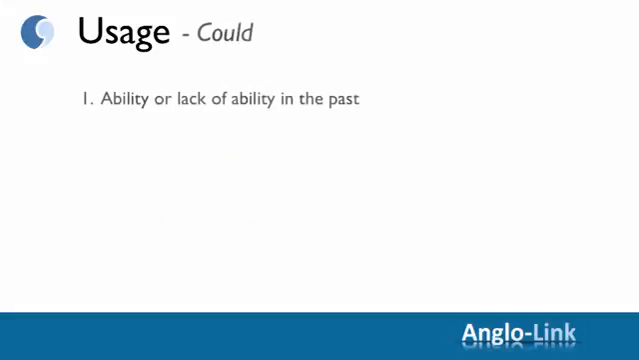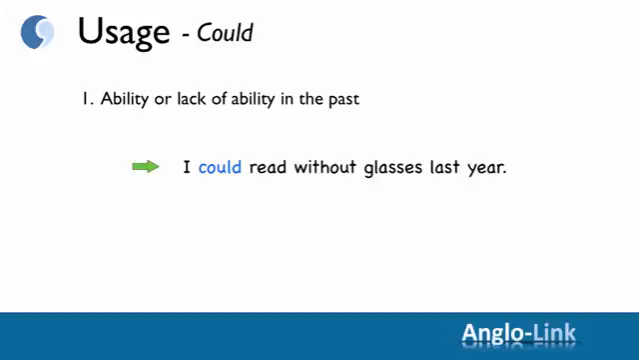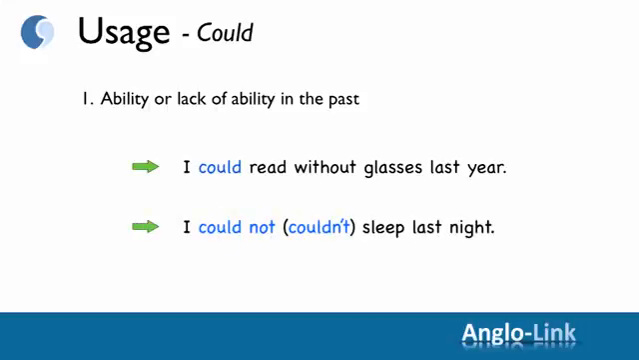Moving on to could. The first usage is again ability or lack of ability, but in the past. For example, I could read without glasses last year. I could not sleep last night. I couldn't sleep last night.